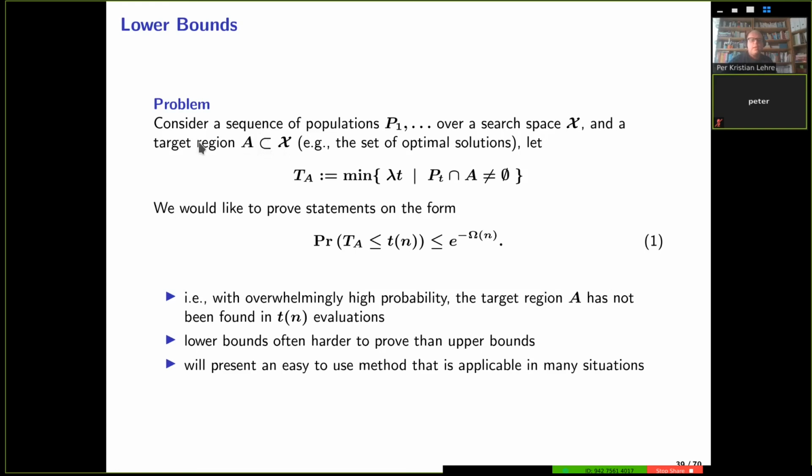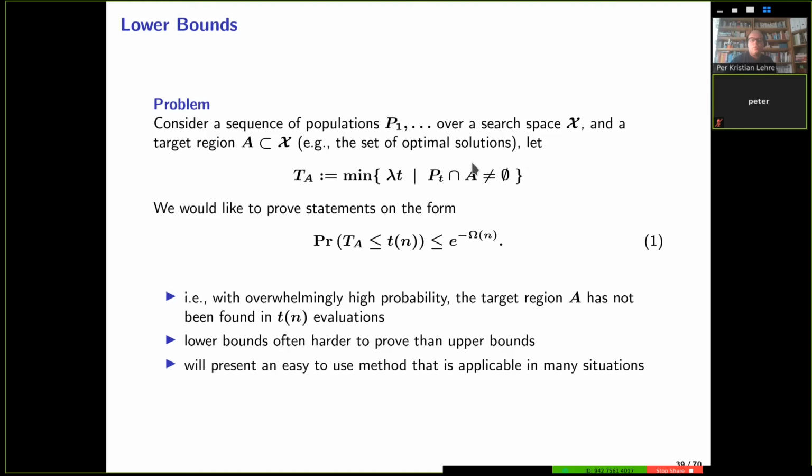Again, the problem is like this. I have a sequence of populations over some search space X, and I have some target region, here I call it A. The target region could be, for example, the optimal solutions. And again, I define the time of the algorithm to be lambda times the smallest t such that at time t I have an individual in set A.